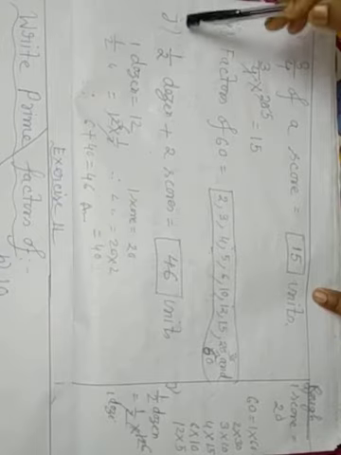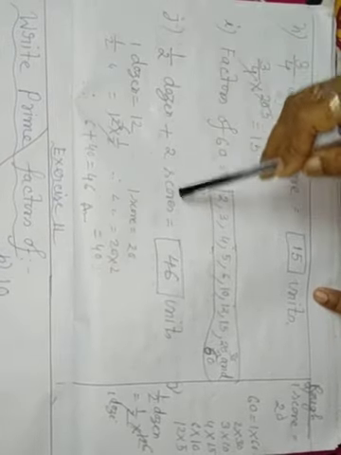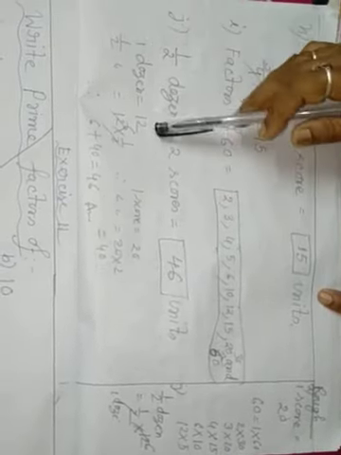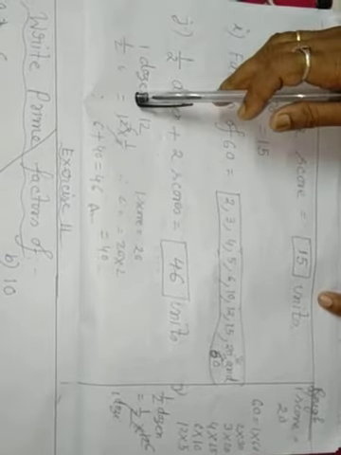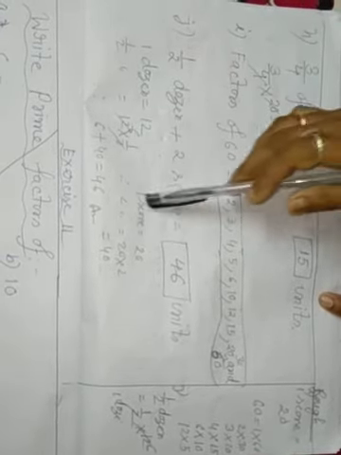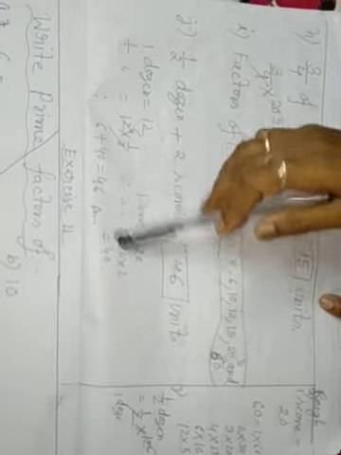Okay. J. 1 by half dozen plus 2 score. Half dozen means, 1 dozen means 12, half dozen means 6. 1 score means 20, so 2 score means 40. So 40 plus 6 equal to 46. This is the 8 and 7, 9 and 10. I will hold it 1 or 2 minutes.